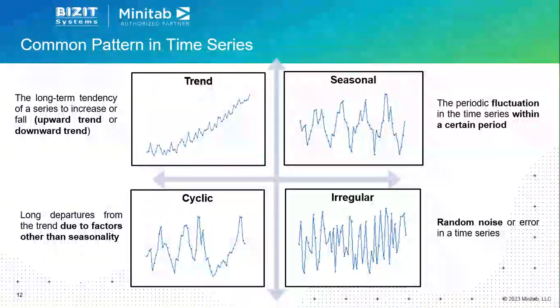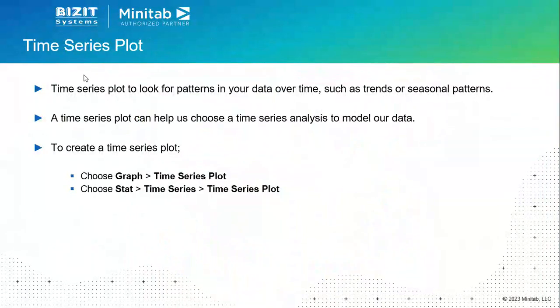So you cannot recognize your pattern, whether it's a trend, seasonal, or cyclic. That's why the first thing after you collect the data in time series order is what we call the time series plot. Since I mentioned just now that in time series we look at the pattern, you want to forecast using the pattern. So the time series plot is to look for a pattern in your data over time.